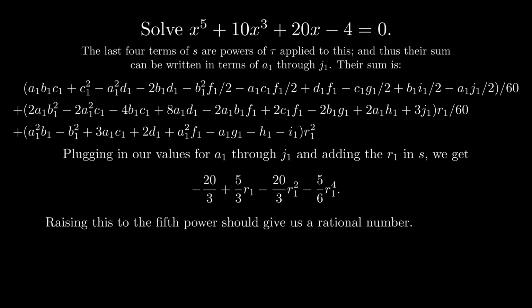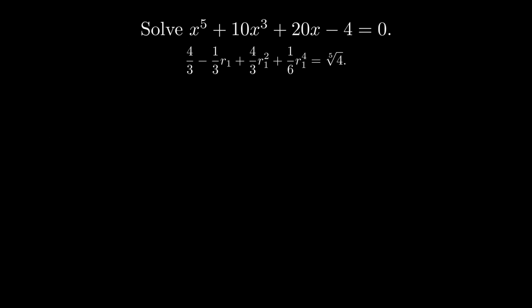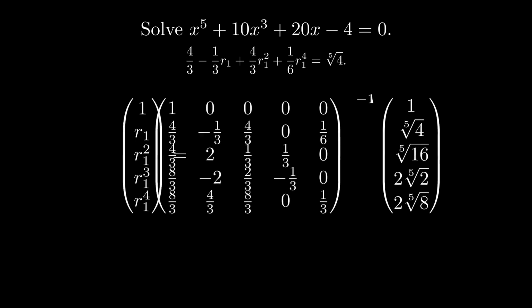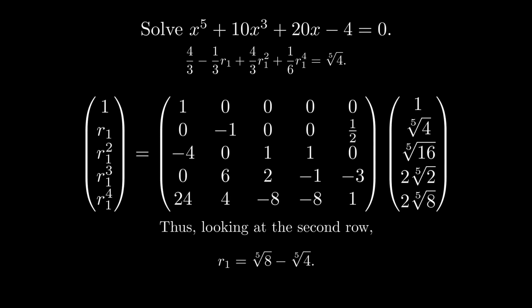So we raise it to the fifth power, reduce again, and end with negative 12,500, which is negative 5 to the fifth times 4. So we can divide S by negative 5 and get the fifth root of 4. We're almost done. Now we take powers of this equation and reduce large powers of R1 again to keep everything only up to R1 to the fourth, and we get 5 equations which we can again form into a matrix. We invert the matrix, and look at the second row to finally conclude that R1 equals fifth root of 8 minus the fifth root of 4.